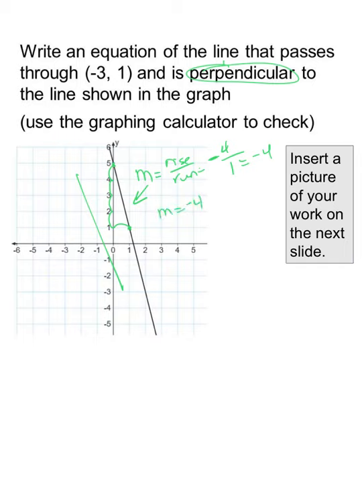What is the slope of a line perpendicular to this one? Hopefully you just said +1/4. So a perpendicular line will have a slope of +1/4. So now I know the slope of my new line will be 1/4. It goes through (-3, 1). So I'm going to write my equation. I have a slope, I have a point, so I'm going to put it in point slope form.